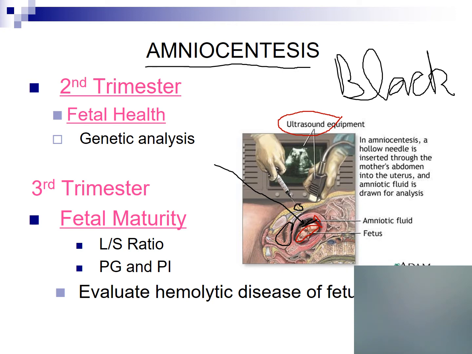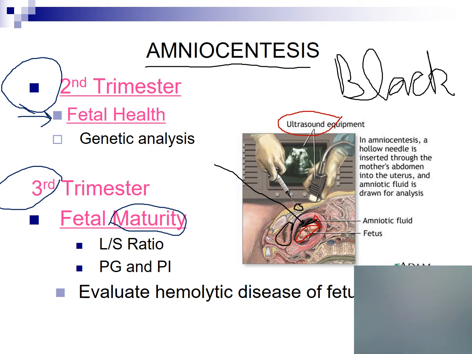So the 2 times we do an amniocentesis in OB, in pregnancy, the first time is in the 2nd trimester, and this is for fetal health. So we'll talk about that in just a moment. We kind of already have. The 2nd time is in the 3rd trimester, and we're not looking for fetal health, although we are still looking at the fetus, but we're looking for maturity, fetal maturity, such as fetal lung maturity.